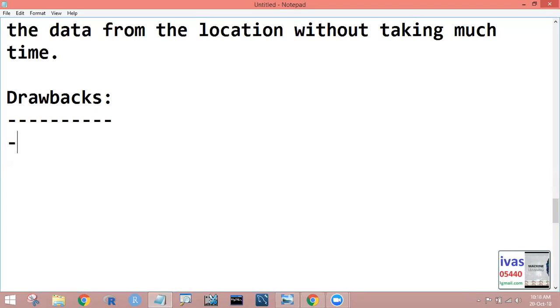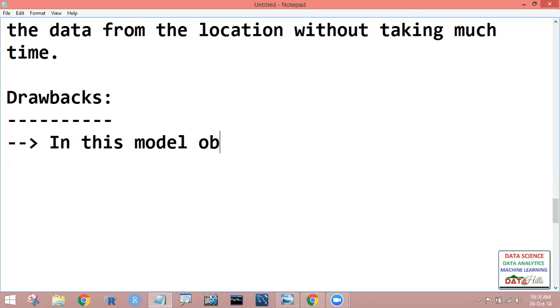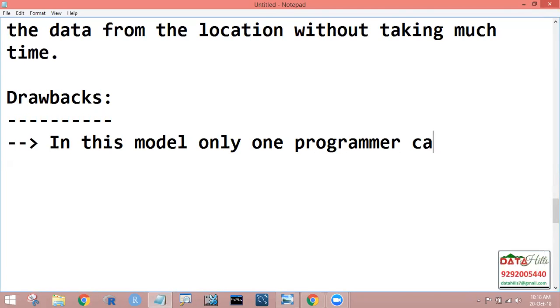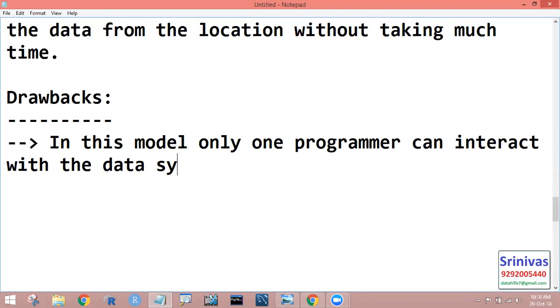In this model, only one programmer can interact with the database simultaneously. Why? Because it is a tree structured format. Once one user has interacted with it, it is not possible for another programmer to interact with the database. That is one of the main drawbacks in this model: only one programmer can interact with the data simultaneously.